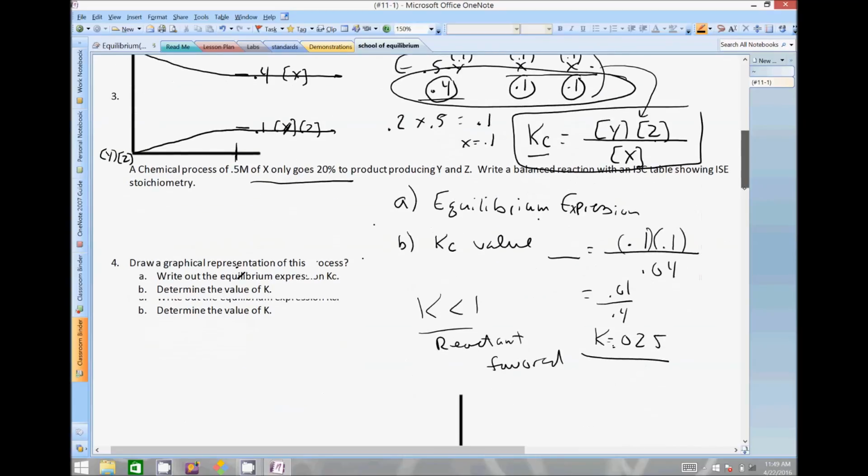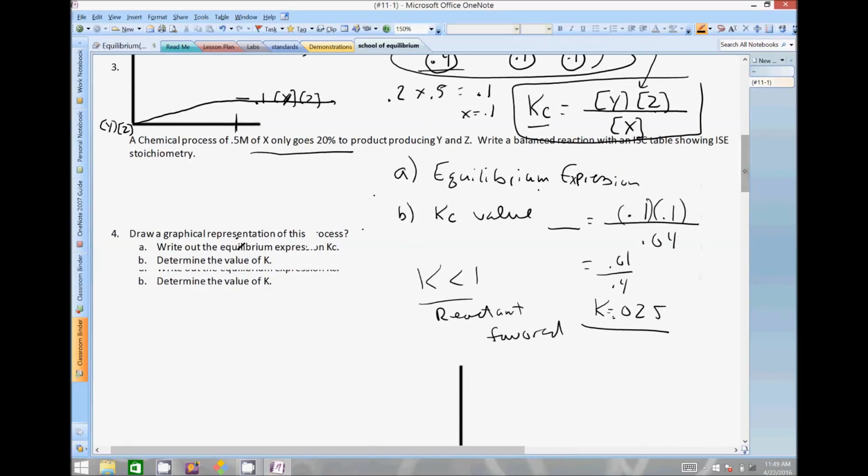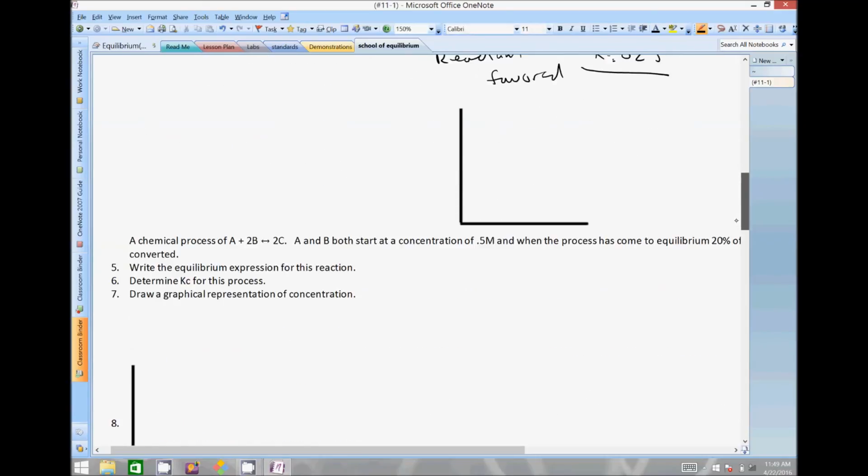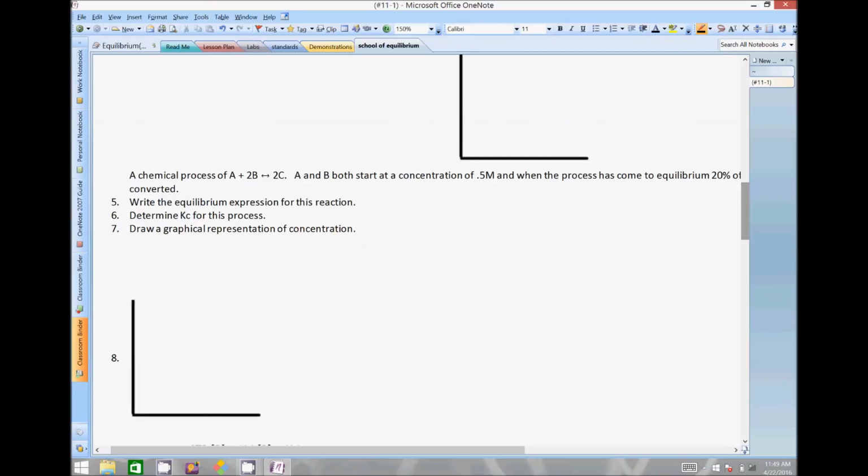Okay. Now, let's go to the last one on this page. Alright, so new problem here. I got A plus 2B yields 2C. So right off the bat, write an equilibrium expression. Kc equals the concentration of C squared, over the concentration of A, concentration of B squared.